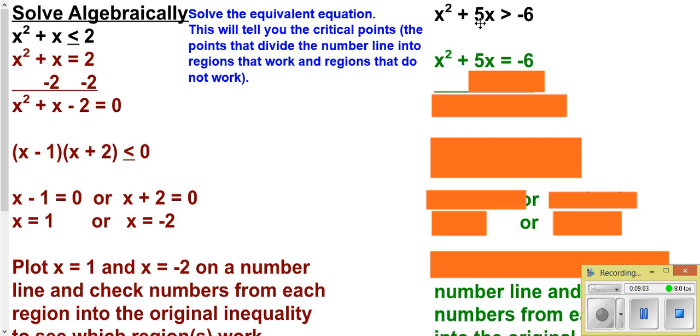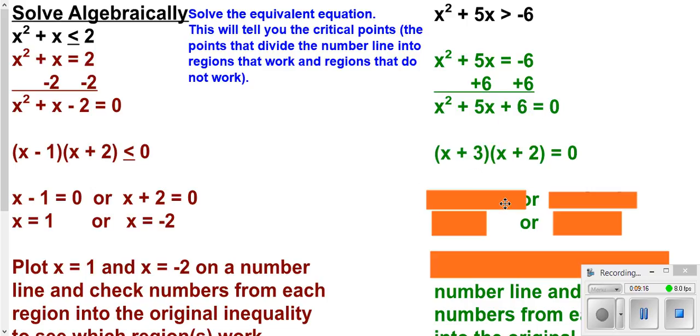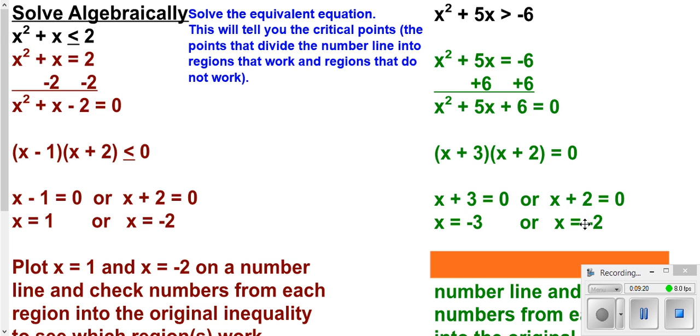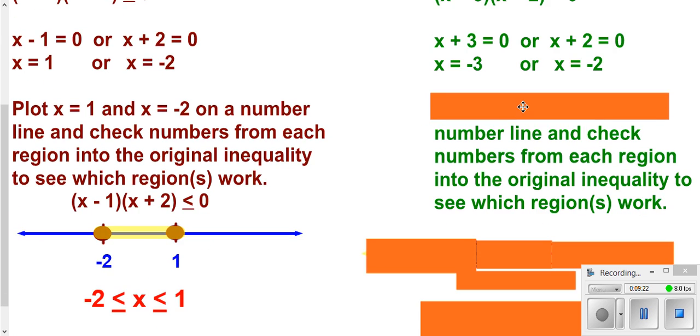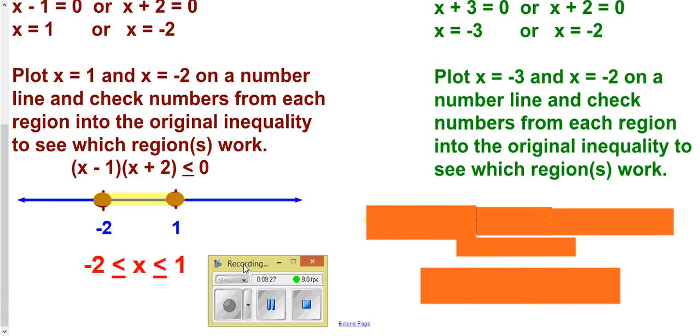Go ahead and try this one here on your own and then watch the video to see if you agree. Add 6. In this case, we get it set equal to 0. We could factor it, or we could use the quadratic formula, but it factors easily. Set your first factor equal to 0 and solve it. Second factor equal to 0 and solve it. These are the 2 points that we're going to put on our number line that break our number line up into regions that work and regions that don't work.